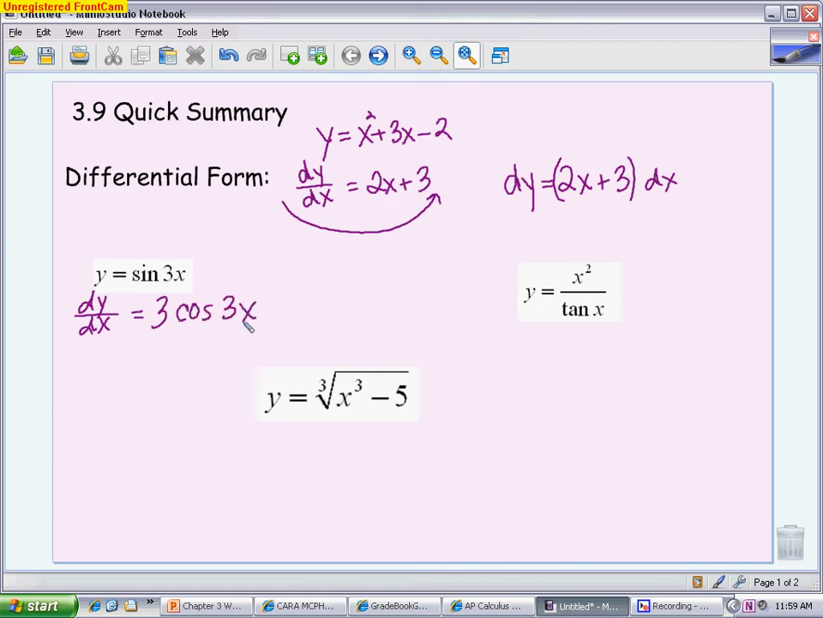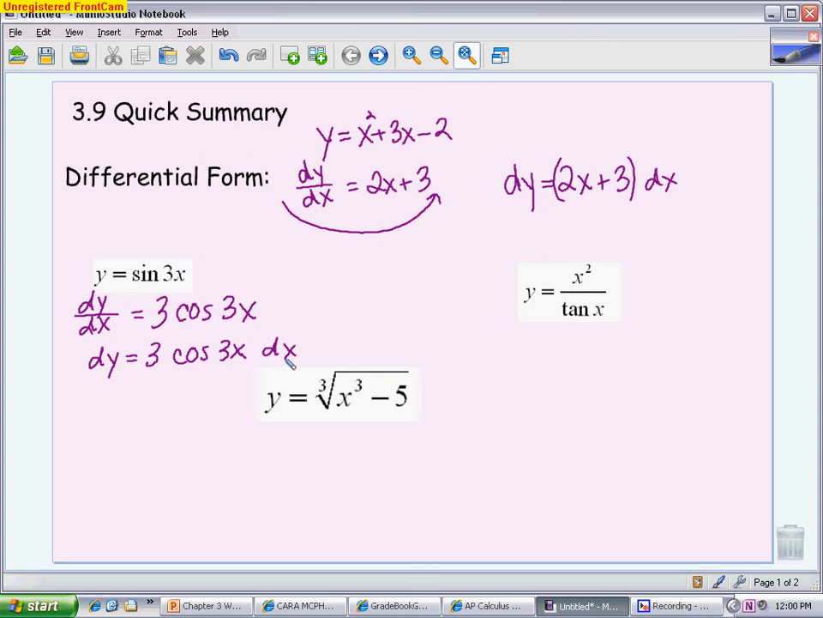This is the derivative form we are used to. The only difference is that we write it as dy equals 3 cosine 3x dx. Very simple, very subtle, and you will have a question on your Chapter 3 test that is that basic. It will ask you to derive it, and it expects your answer to be written in that form.